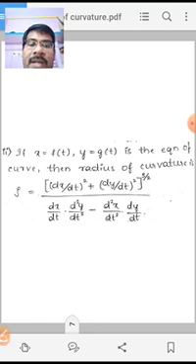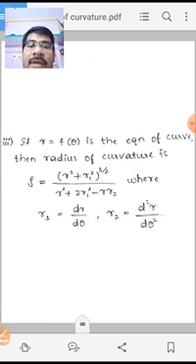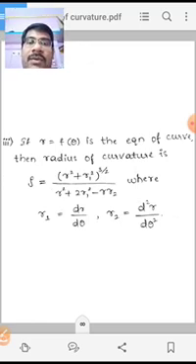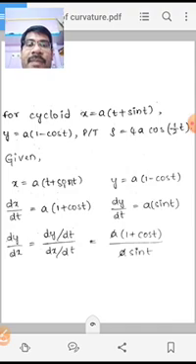If the curve is in parametric form, the radius of curvature is rho is equal to dx by dt whole square plus dy by dt whole square whole to the power of 3 by 2 divided by dx by dt into d square y by dt square minus d square x by dt square into dy by dt. If the curve is in polar form, that is r equal to f of theta is the equation of the curve, then the radius of curvature is rho is equal to r square plus r1 square whole to the power of 3 by 2 divided by r square plus 2 r1 square minus r into r2, where r1 is dr by d theta, r2 is d square r by d theta square.